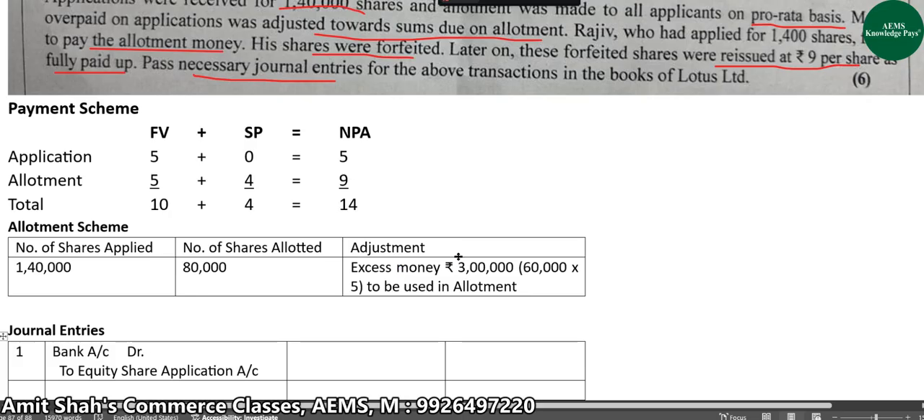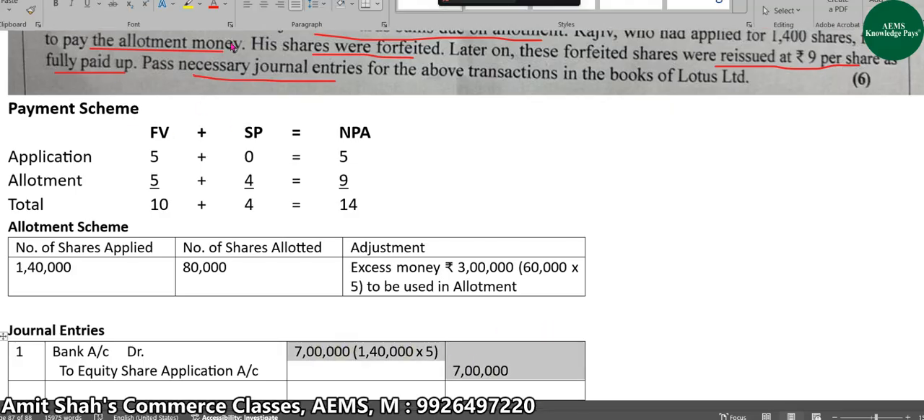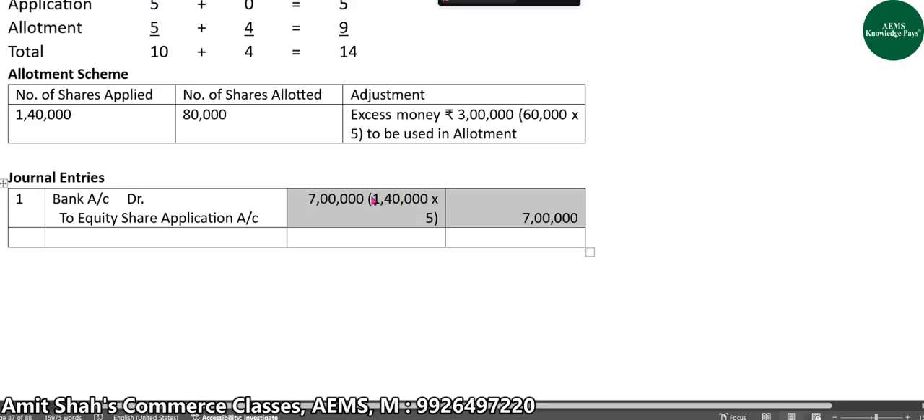right? How much money has the company received on how many shares? Akshita, on how many shares has the company received application money? 1,40,000 shares, sir. Correct. So the amount is 7 lakhs, that is 1,40,000 into 5. 5 is the application money paid by all the investors who applied for 1,40,000 shares. So this is how we will have our first journal entry. The way I am writing this in brackets, you also have to follow the same in the exam, guys.